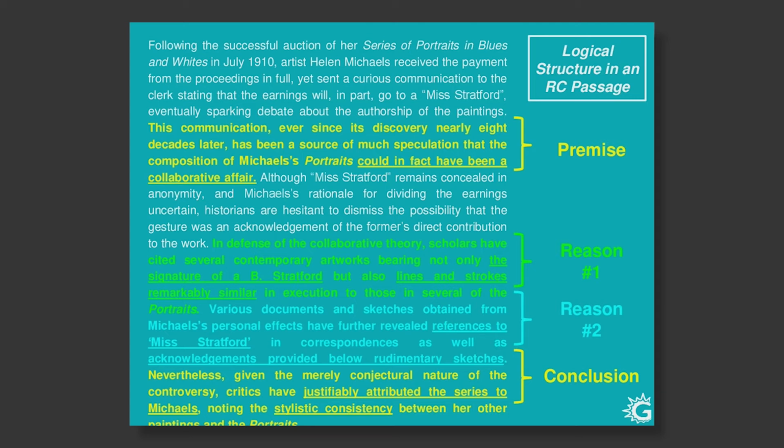Anybody else might have expected the conclusion to say, you know what? It's got to be a collaborative affair. But that's not what the conclusion says, right? We have critics stating something else. So paying attention to logical structure in an RC passage will help you break it up into smaller chunks, understand the role of every part of the passage in what it's trying to make, and the meaning that it's trying to make.